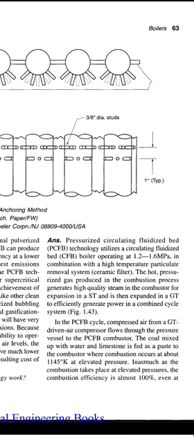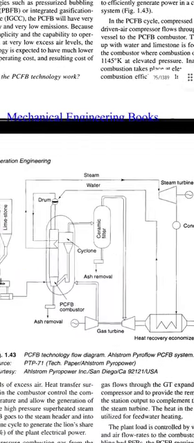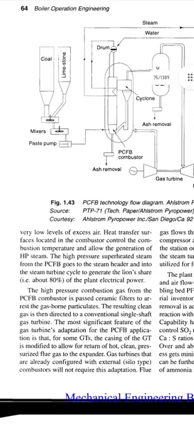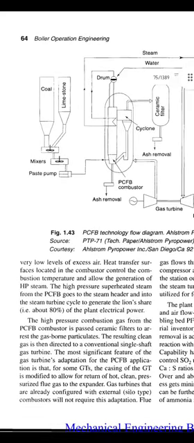Inasmuch as the combustion takes place at elevated pressure, the combustion efficiency is almost 100%, even at a very low level of excess air. Heat transfer surfaces located in the combustor control the combustion temperature and allow the generation of HP steam. The high pressure superheated steam from the PCFB goes to the steam header and into the steam turbine cycle to generate the lion's share, meaning about 80% of the plant electrical power.